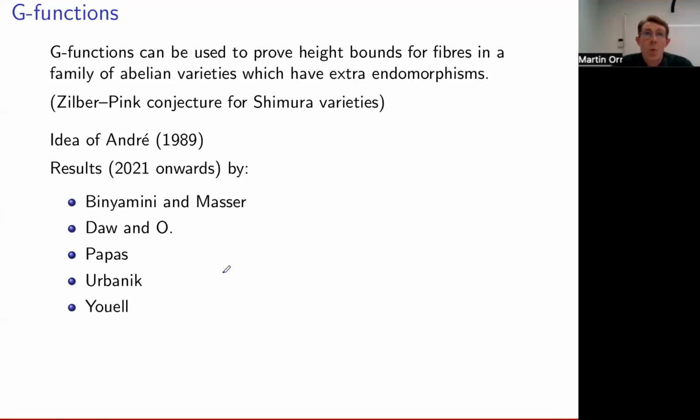So that's why trying to use G functions to prove height bounds, in the context of the Zilber-Pink conjecture, was an interesting thing to do, and why I wanted to see what you could do in the perhaps generally easier case of the Zilber-Pink conjecture for abelian varieties.